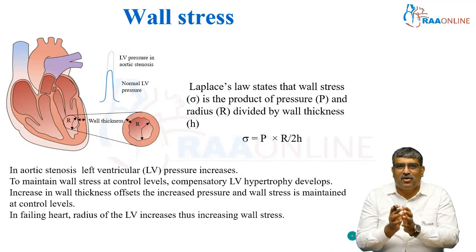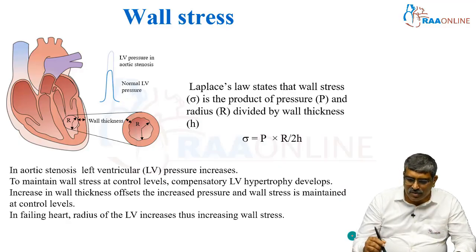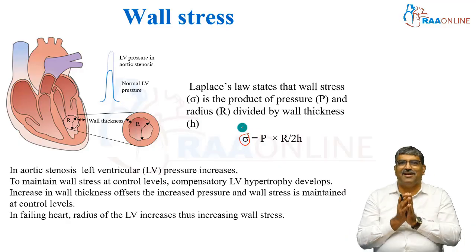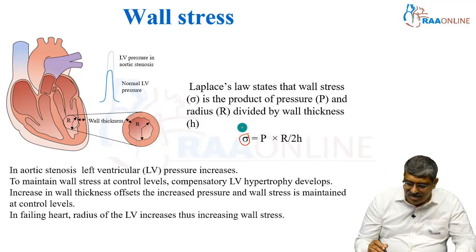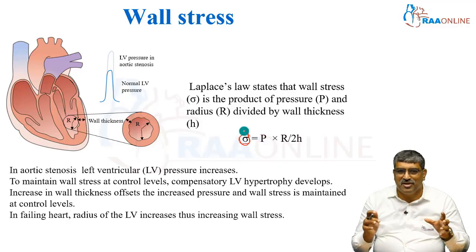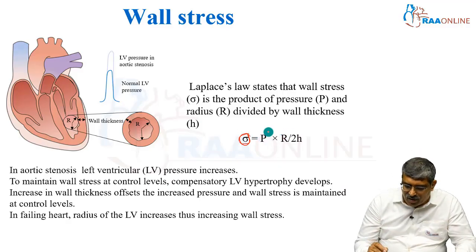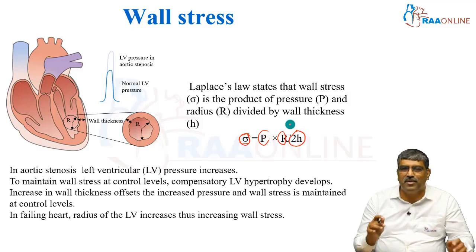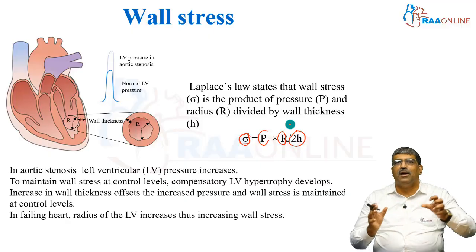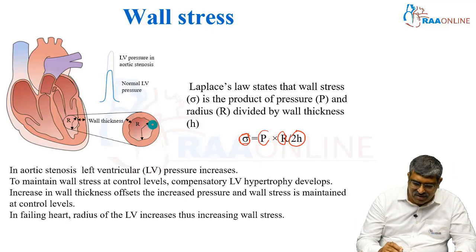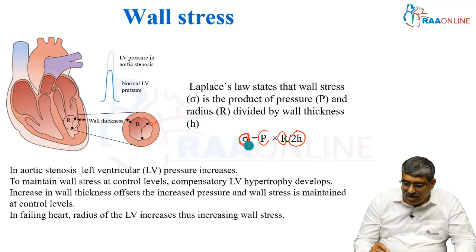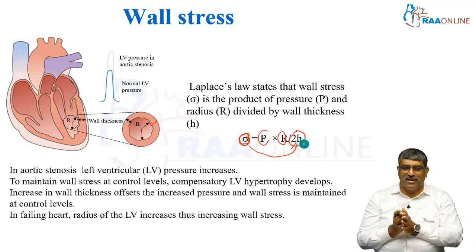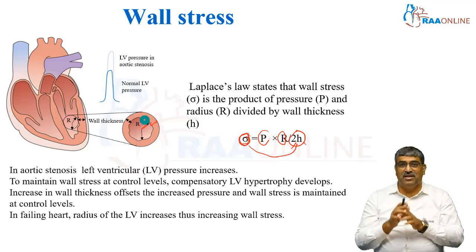Now how does that compensatory hypertrophy help to reduce the wall stress? For that you have to know what Laplace law is. Laplace law is nothing but the wall stress, which is denoted by sigma, is a product of pressure into radius divided by 2 times the wall thickness. So whenever there is an aortic stenosis, the wall thickness is increased, but the tension is inversely proportional to wall thickness, and as well your radius is reduced.